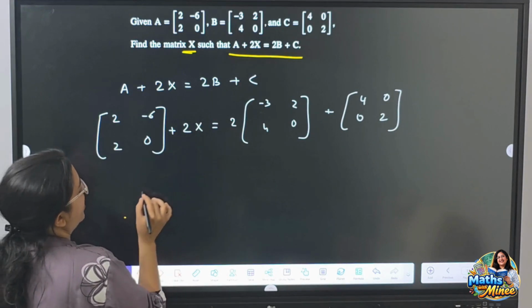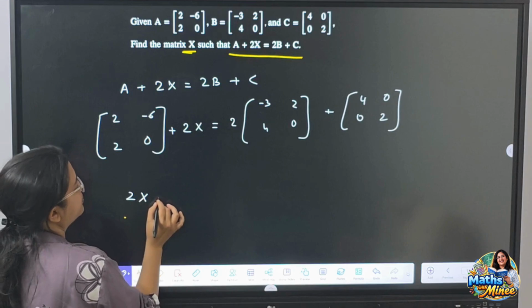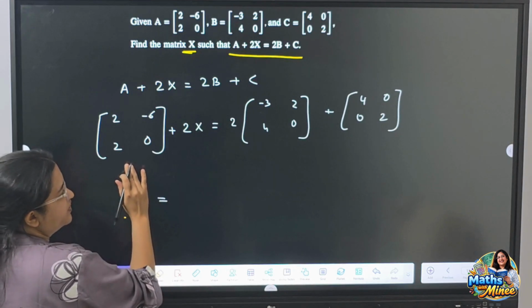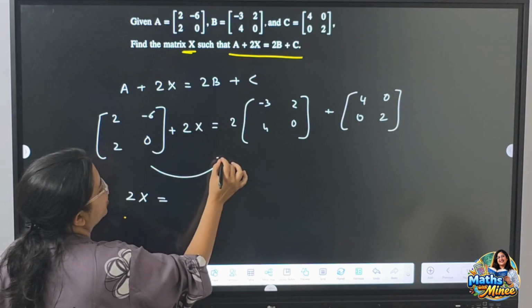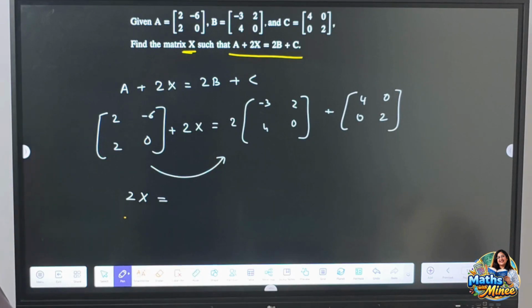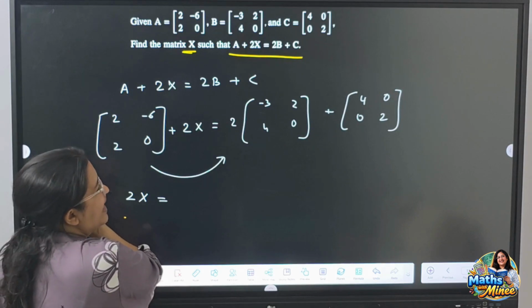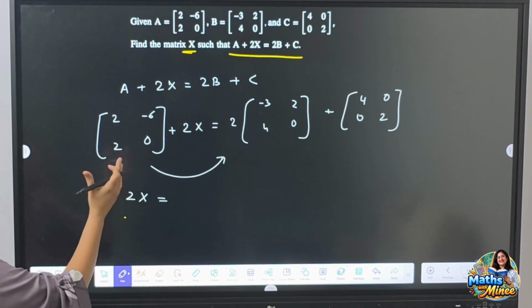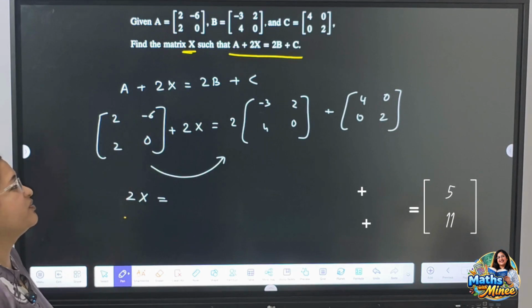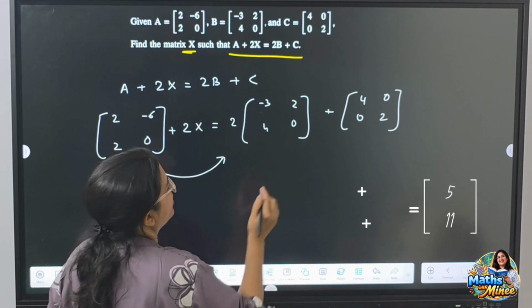Now we'll keep 2x as a subject. We'll try to shift this matrix to the right-hand side, right? As it is positive, we know that if it is moving over to the right side, it will become negative. So I'll write it down at the end.